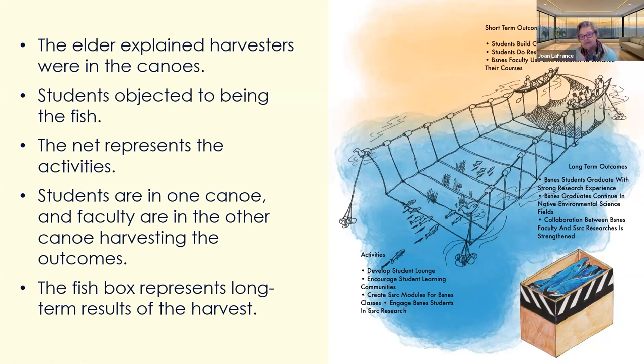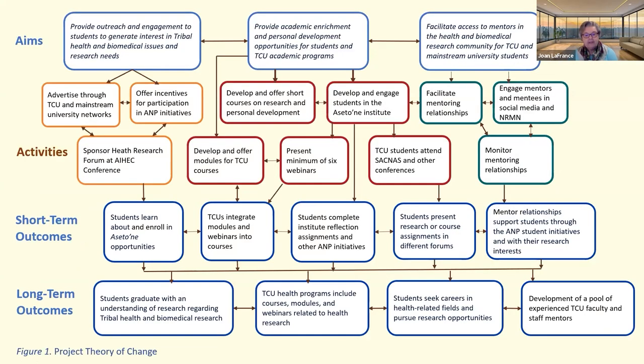So the activities which were listed here are the rungs on the net. And the immediate outcomes are the people in the canoes, the faculty and the students, and the long-term outcomes are represented by the fish in the box. So that was one way to think about indigenizing a concept model.